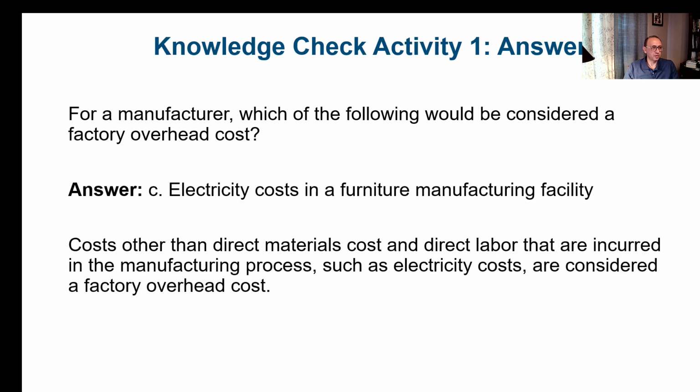And as you can see here, the costs other than direct material cost and direct labor cost that are incurred in the manufacturing process, such as electricity cost, are considered a factory overhead cost.